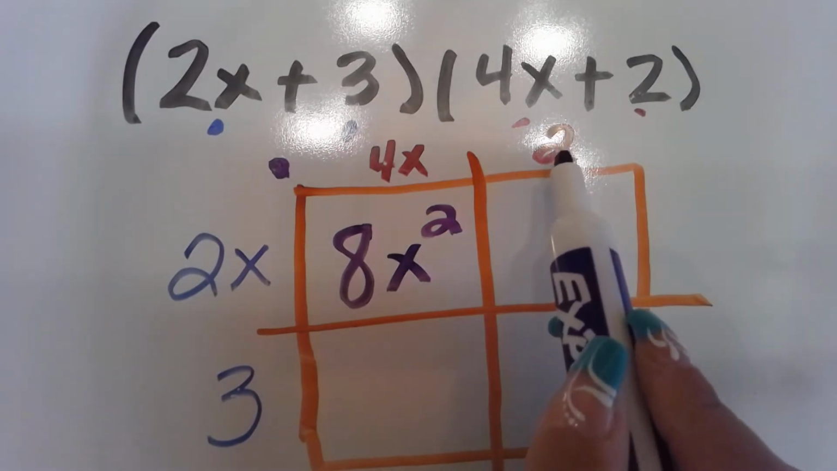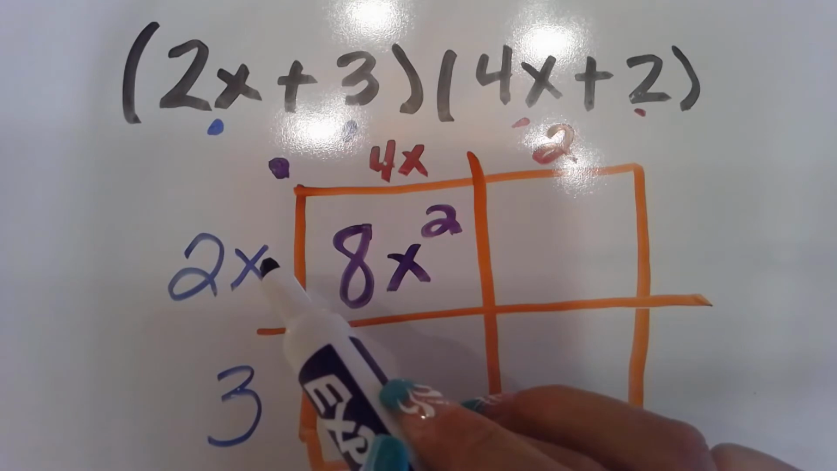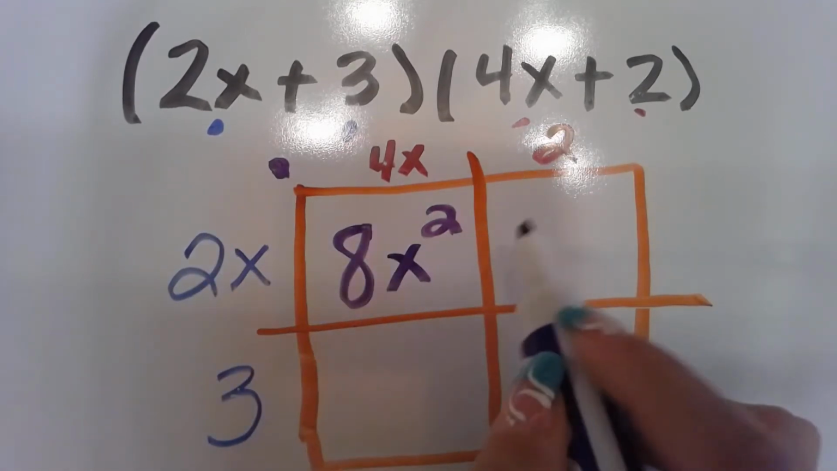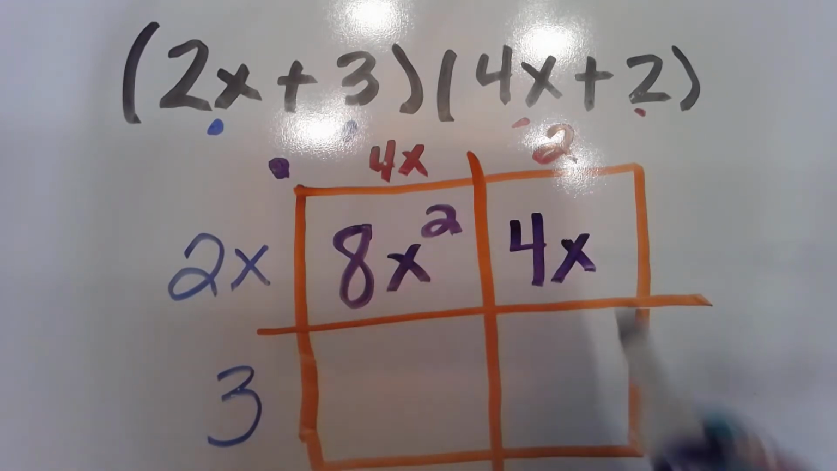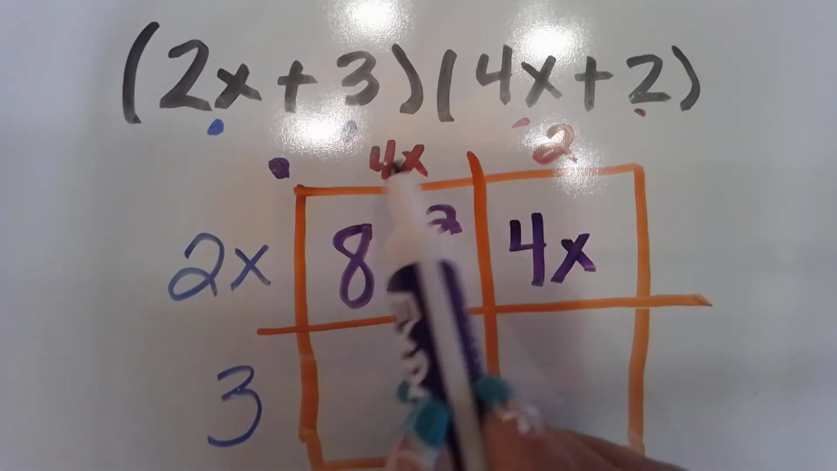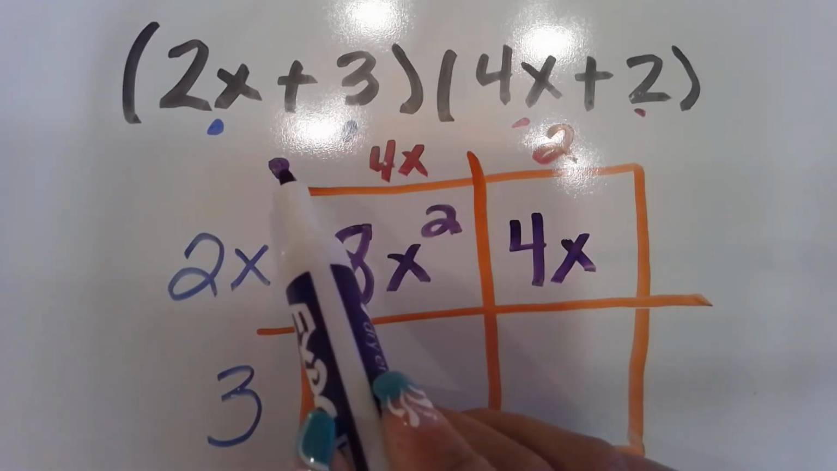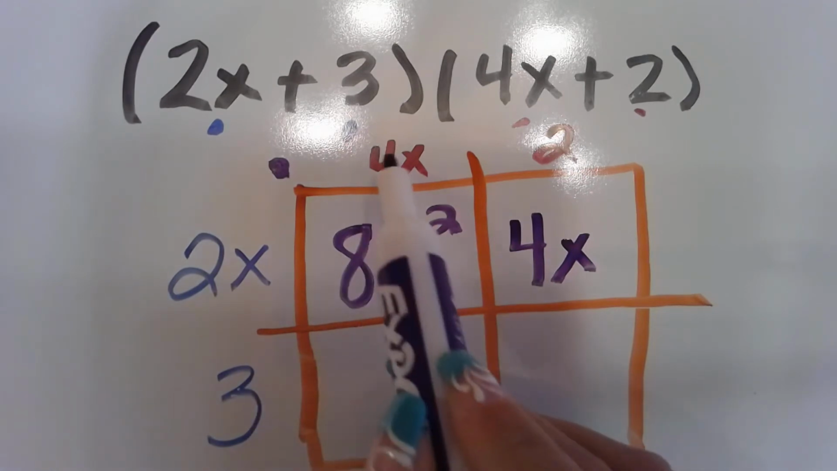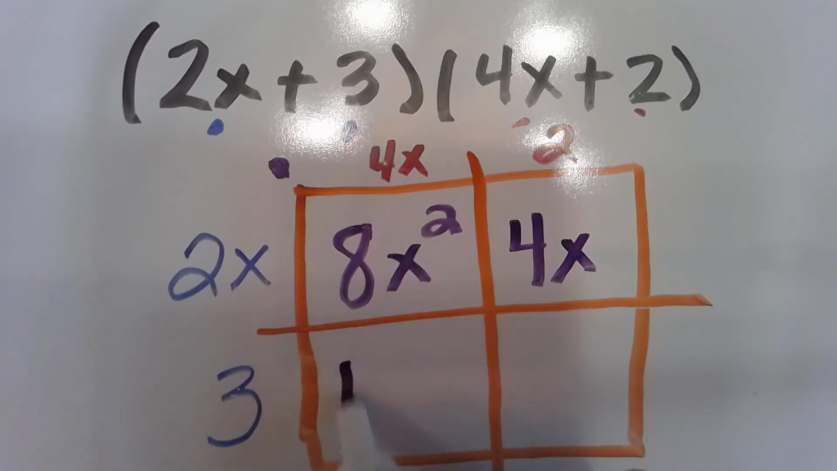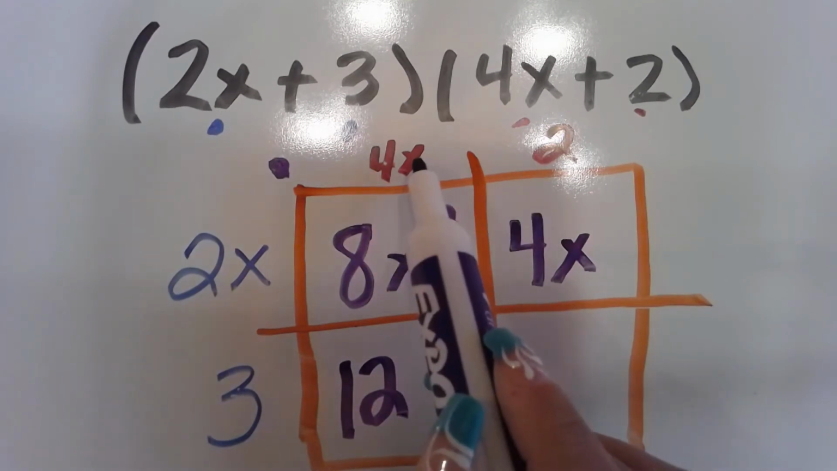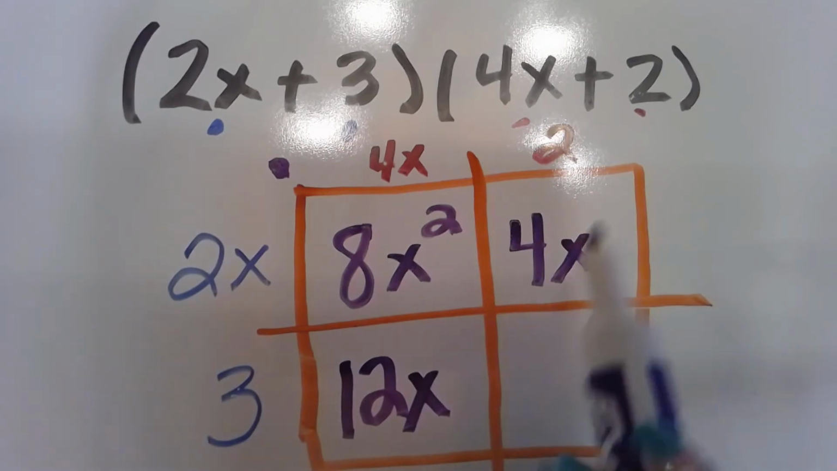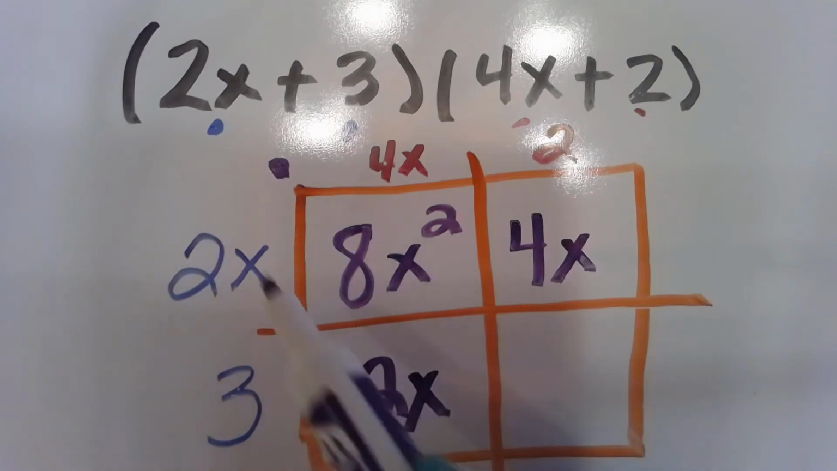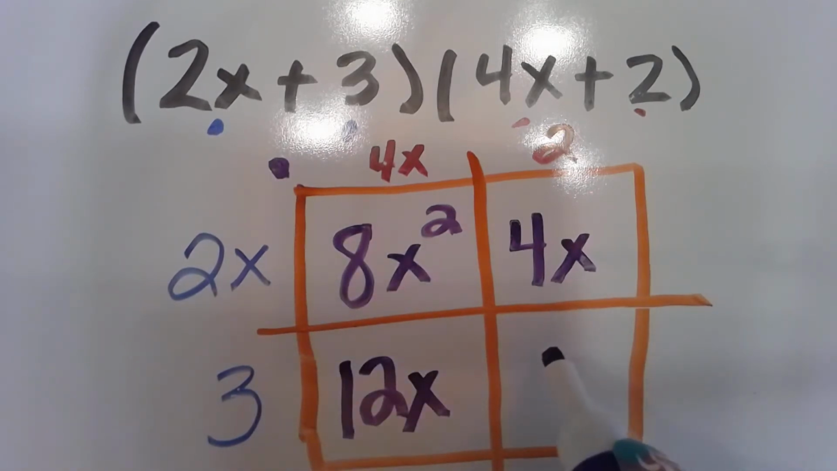Okay? Now we have a 2 here. So we're going to say 2 times 2x. So we're going to say 2 times 2 is 4. And this one has an x, so we're going to bring this x over here. For this one, we're going to do 4x times 3. So we're going to say 4 times 3 is 12. And this one has an x, this one doesn't, so we're going to write 1x, just an x right there. And then here we're going to do 2 times 3. And in this blank, 2 times 3 is 6.